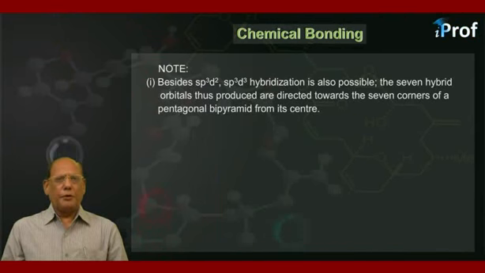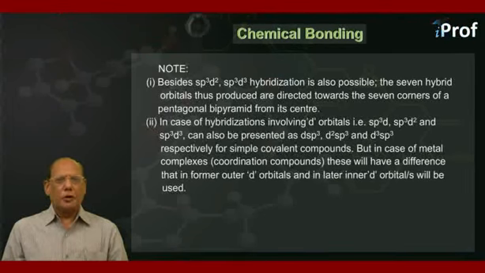Again, there is a very, very important note. The first point of that is, besides sp3d2, sp3d3 hybridization is also possible. The seven hybrid orbitals thus produced are directed towards the seven corners of a pentagonal bipyramid from its center.